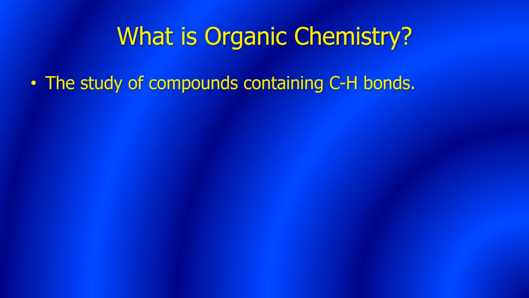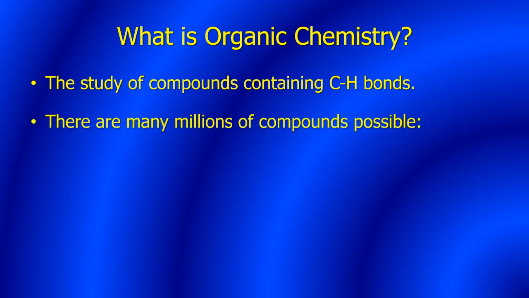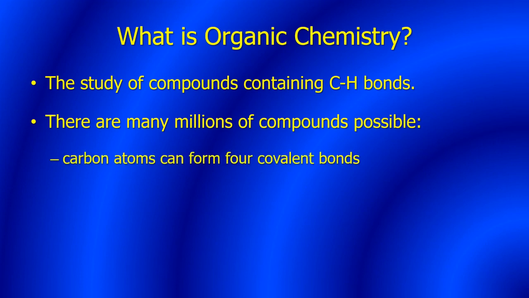Well, quite simply, it is the study of compounds which contain carbon joined to hydrogen. And there are many millions of molecules possible which contain carbon and hydrogen. And so, therefore, the study of organic chemistry is huge as part of chemistry. Now, why are there so many compounds possible containing carbon-hydrogen bonds?